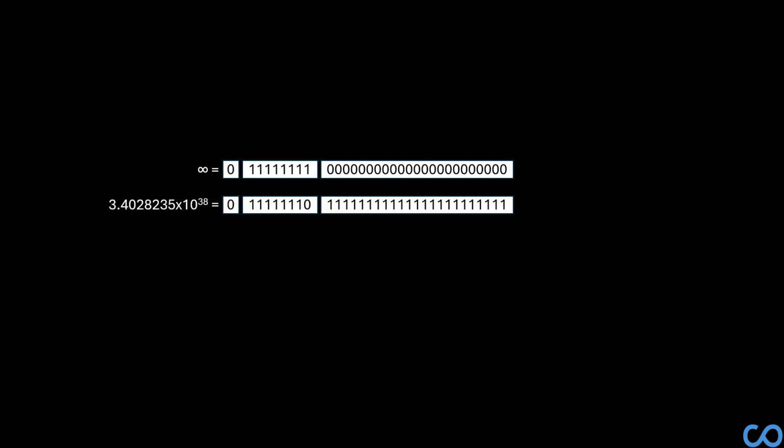At the other end of the number ring is the value of infinity, which is represented by an exponent consisting of 1s and a mantissa consisting of 0s only. Subtract 1 from the lowest digit and we get the largest number, just a hair from infinity. The approximate decimal representation of this number is 3.4 times 10 to the power of 38. The natural logarithm of it is 88.7.